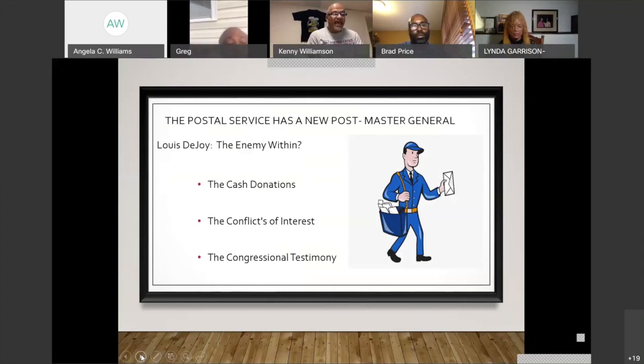But not only the cash donations, there are also conflicts of interest. Louis DeJoy and his wife, who, by the way, was appointed U.S. ambassador to Canada, have between $30 and $75 million in companies that compete with the Postal Service. Amazon, UPS, J.B. Hunt. These are all either competitors or contractors with the Postal Service. And so that's a conflict of interest.